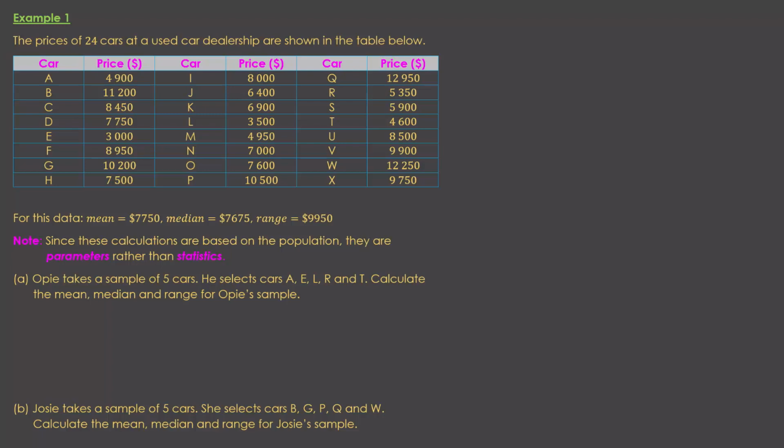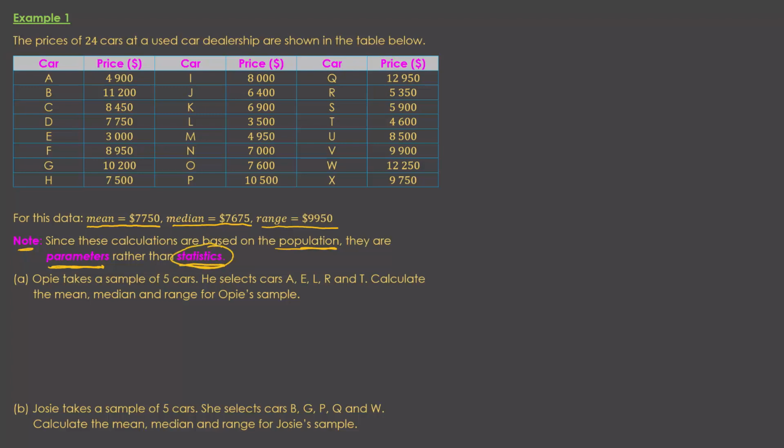Prices of 24 cars at a used car dealership are shown in the table below. For this data, the mean is $7,750. The median is $7,675, and the range is $9,950. Note, since these calculations are based on the population, they are what's known as parameters rather than statistics.